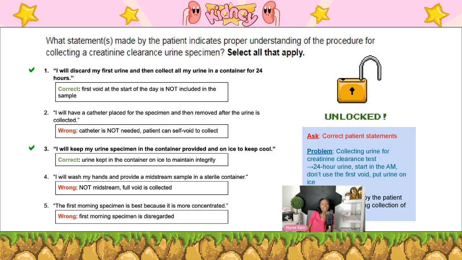Statement 3 is correct. I will keep my urine specimen in the container provided and on ice to keep cool. Yes, urine is kept in the container and on ice to maintain its integrity.